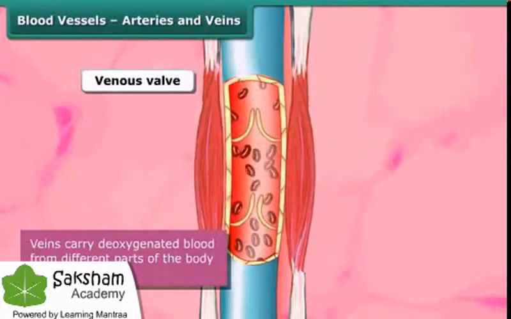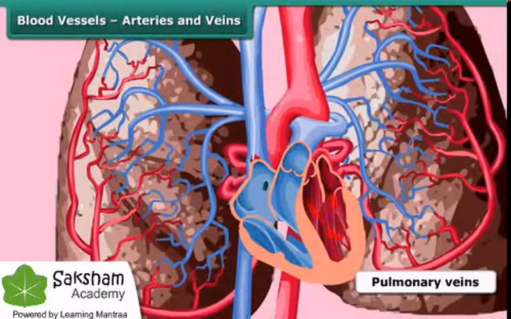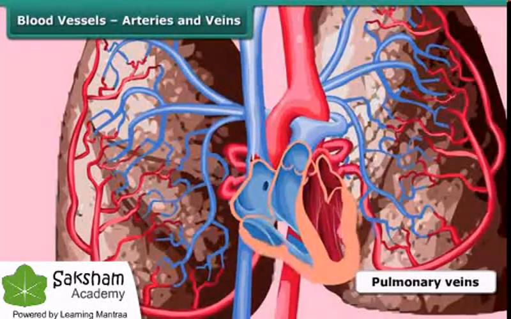Veins are of 2 types. Systemic veins carry deoxygenated blood from the different body parts to the heart. Pulmonary veins carry oxygenated blood from the lungs to the heart.